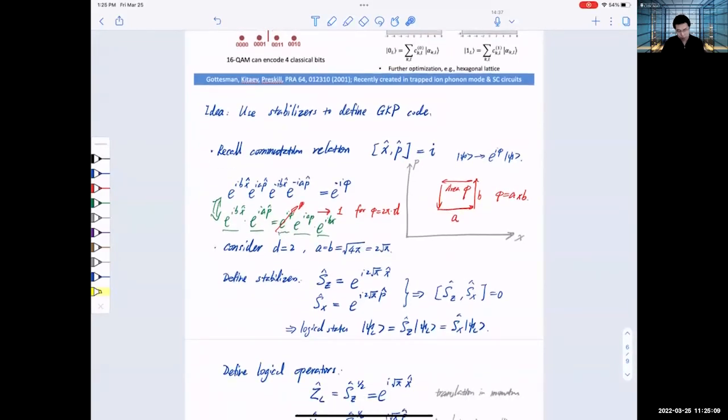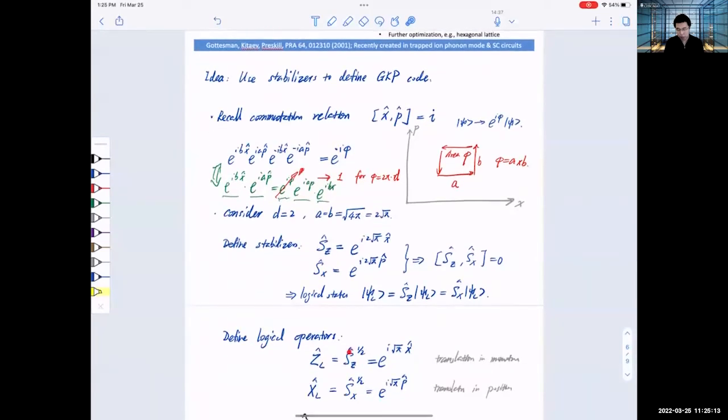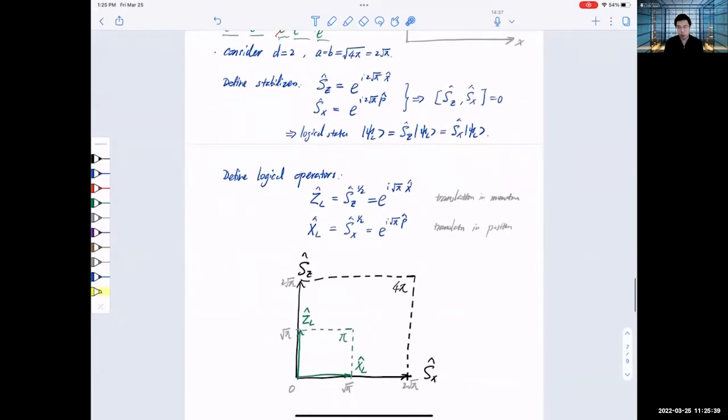Moreover, we can also define logical operators, which are defined to be the square root of these stabilizers. Notice it's pretty easy to take a square root. You just remove a factor of 2 in the exponent. That corresponds to the logical z, which is some displacement along the momentum direction, and logical x corresponds to half of that displacement along the position direction. So here is an illustration of what this corresponds to in terms of displacement. Stabilizer Sx corresponds to displacing by 2 times root pi along the x direction, and Sz corresponds to displacing along the momentum direction by 2 times root pi.